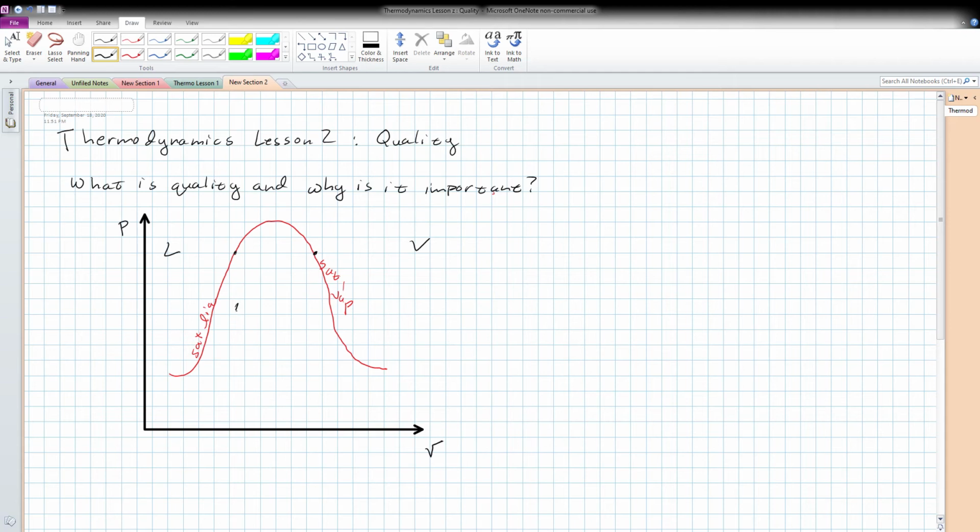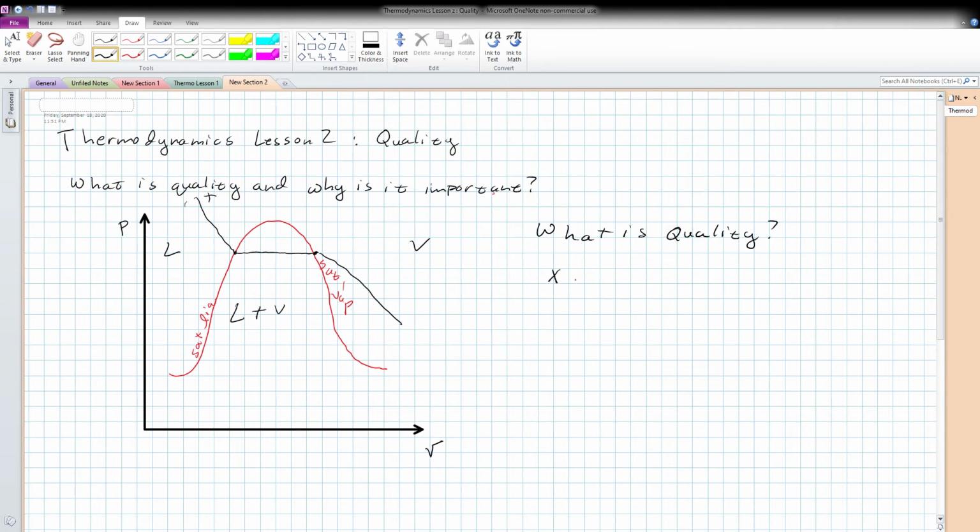But that changes when you're inside the dome. Here you have liquid and vapor, two phases that exist at the exact same time. Therefore, the temperature and the pressure do not change when you're inside the dome, so you need a second intrinsic property. That property is called quality, usually denoted by X. So what is quality?